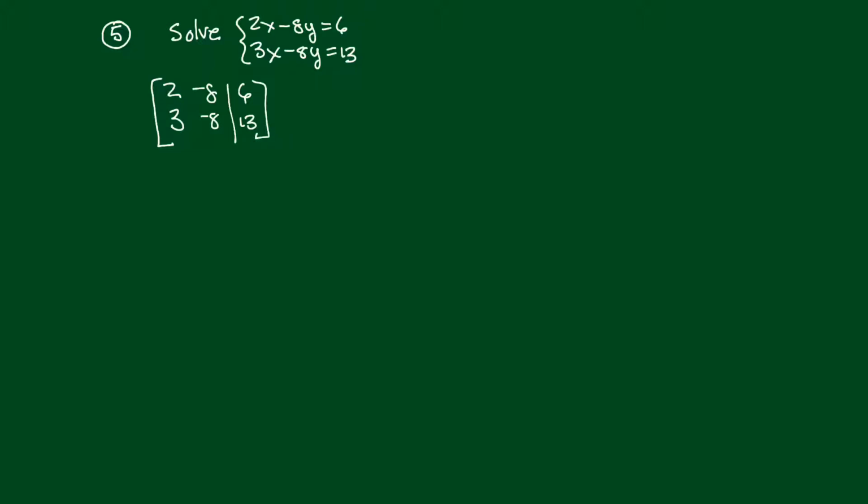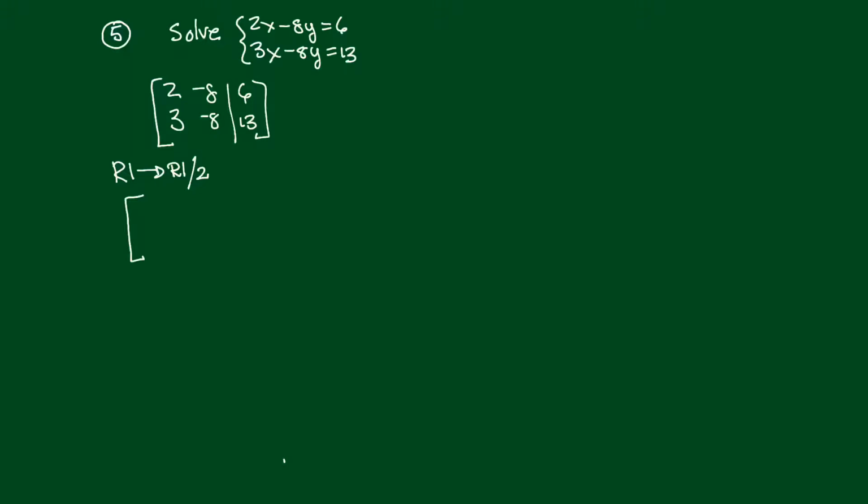Now I want a 1 in that top left position, right? My main diagonal here, I want a 1 here. So how do I get a 1 here? Well, I've got a 2, I can get a 1 if I just divide this entire row, or I'm dividing an equation, both sides by 2. So here's my notation. Row 1 is going to become the current row 1 divided by 2. And here's what that looks like.